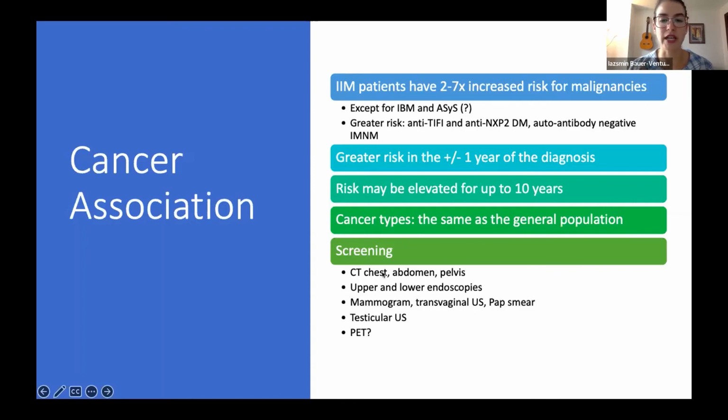This is a good moment to get in your high-resolution CT scan as well. Upper and lower endoscopies, again, mammograms, transvaginal ultrasounds, pap smears, testicular ultrasounds, and some authors may also argue in favor of PET scans, which are not always available and very expensive. So my recommendation is to be very mindful of cancer screening right away, particularly for patients who have dermatomyositis and are positive for TIF1 and NXP2. Those are the patients who have a greater risk for cancer.